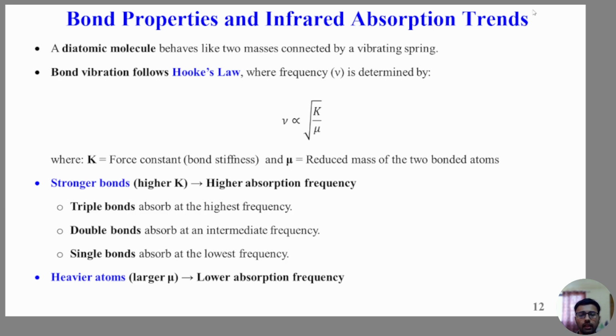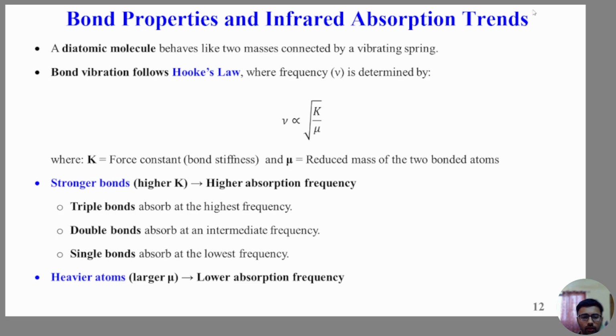Now let us examine the second rule. This rule involves the reduced mass mu. Notice that mu appears in the denominator of the equation. That means as the reduced mass increases, the vibrational frequency decreases. So the second rule is heavier atoms vibrate more slowly, and therefore absorb at lower frequencies.